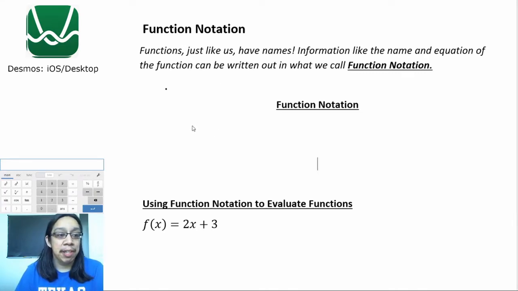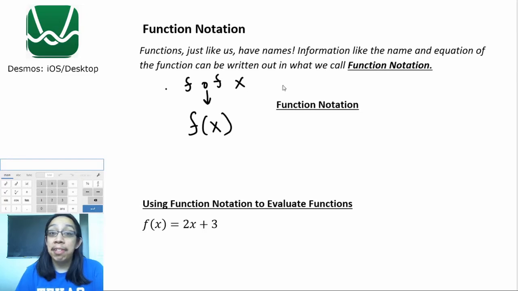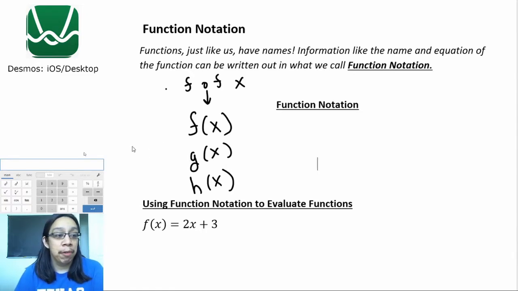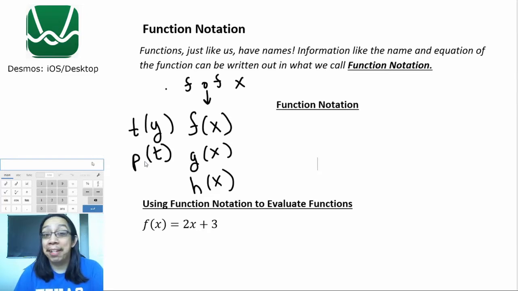So function notation looks like this. It starts off with the name of the function, which we pronounce as f of x. Now this could really be any combination of letters. So for example, you could also have g of x, and you could also have h of x. You can pretty much have a combination of whatever you want. I could also say t of y. I could also say p of t. I could go on. I could make countless names.